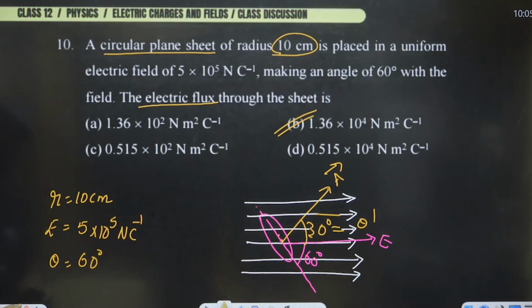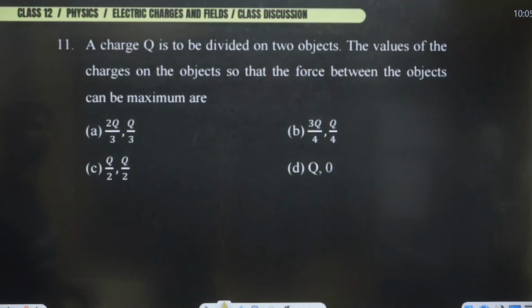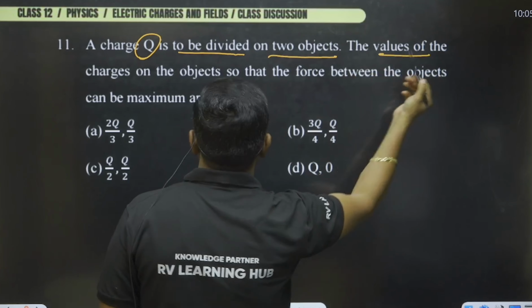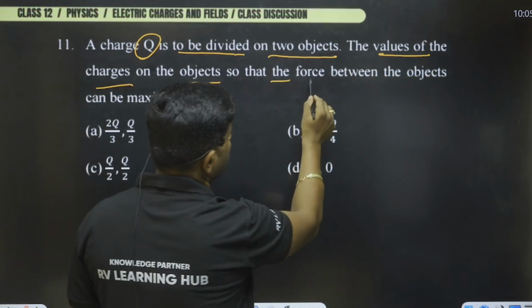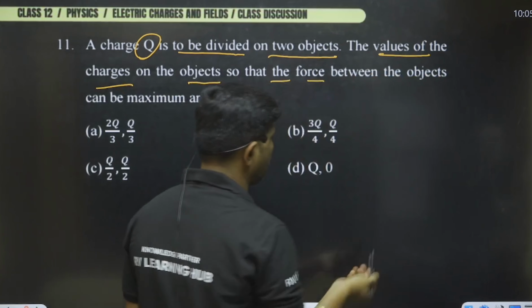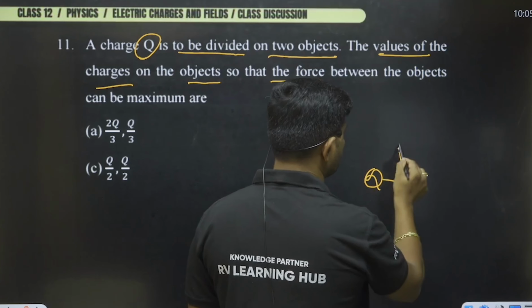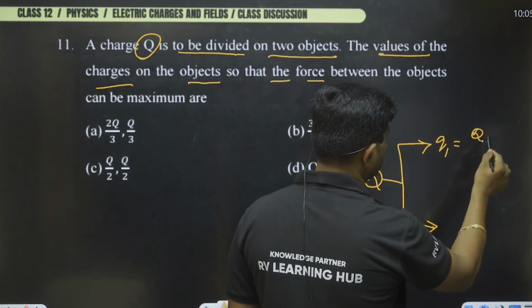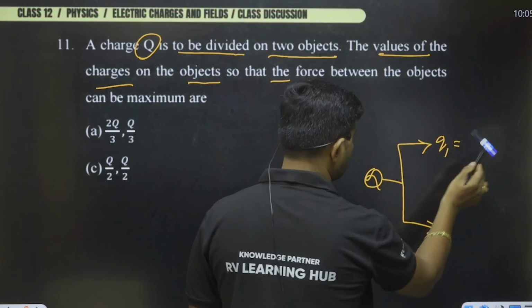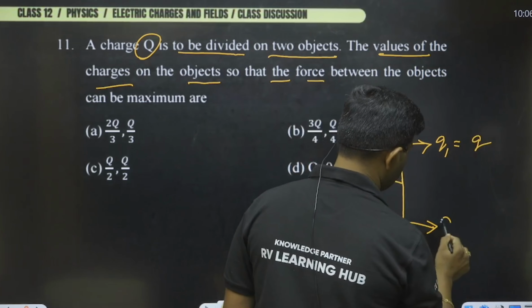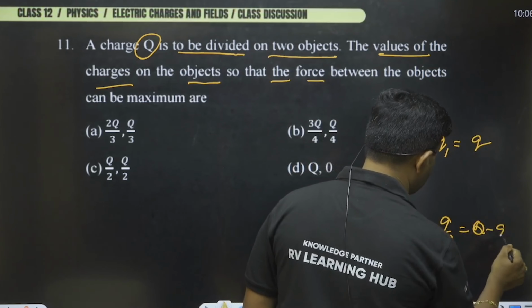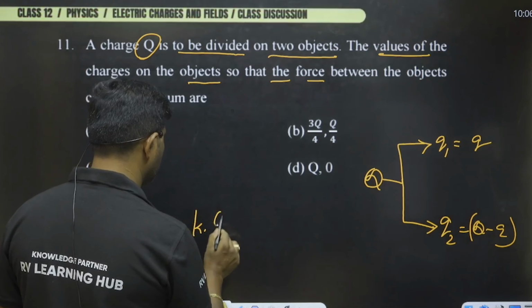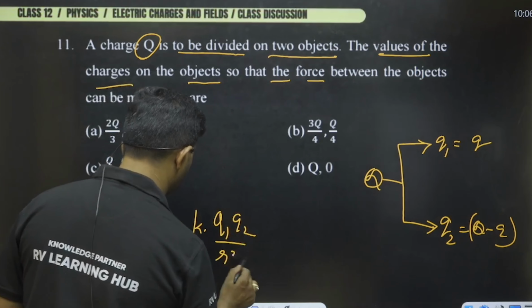Okay. So like that we have to understand the next problem also. Please go through it here. A charge capital Q is to be divided on two objects. What should be the values of the charges on the objects so that the force between the two objects can be maximum? They're asking very simple. Actually this is a shortcut and direct formula here. We can say Q1 is equal to small q, and Q2 becomes equal to capital Q minus small q. Therefore, what is the force between them here? K into Q1 Q2 divided by R square.